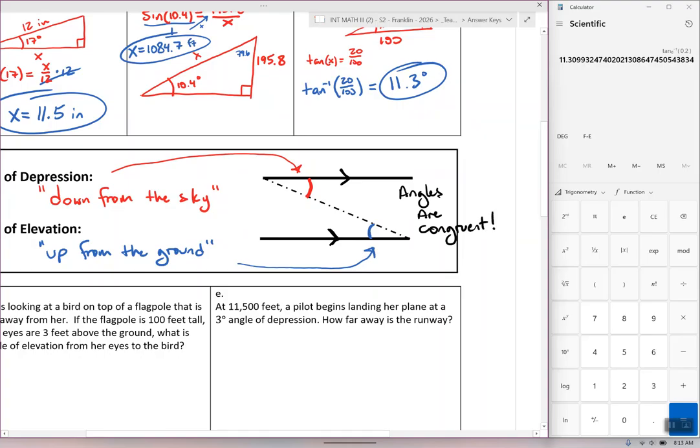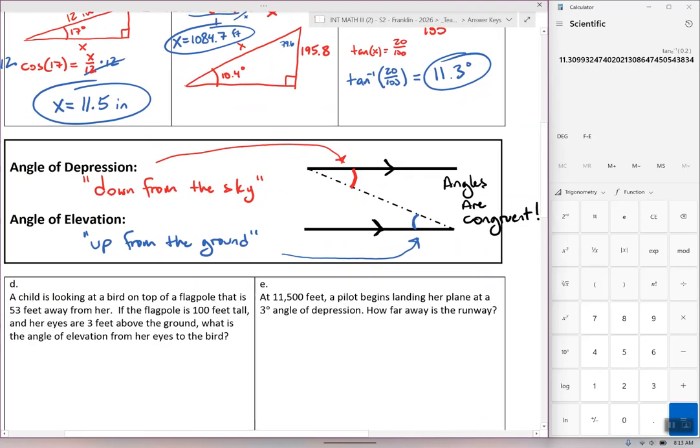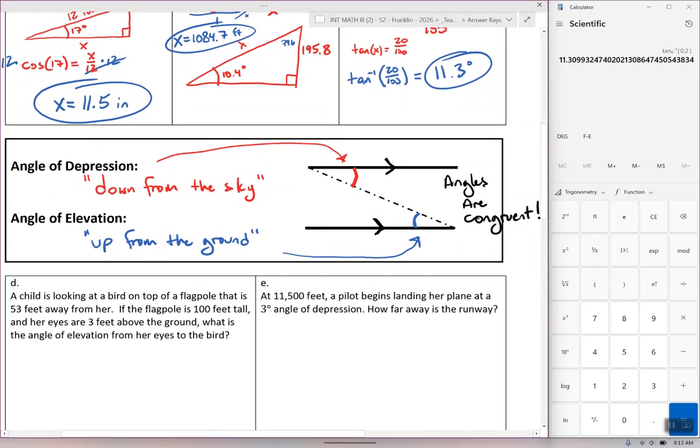These angles are congruent. So the angle of depression for a situation will equal the same angle of elevation if thought of from the ground. These are alternate interior angles.